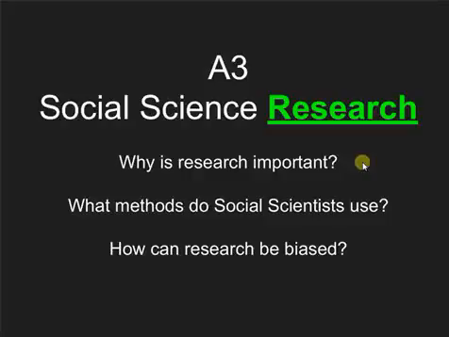Lesson A3, Social Science Research. Now that we have a good idea of some of the big theories sociologists have come up with to explain society, we need to understand how social scientists come up with their theories. The research that gives evidence for why something is true about society. Because a theory without researched facts is just philosophy.